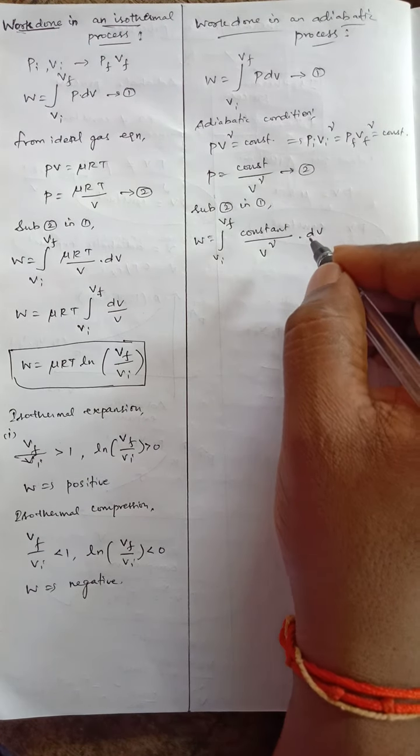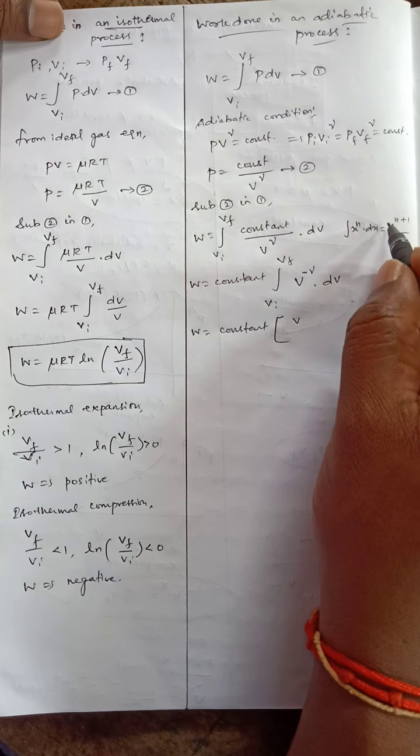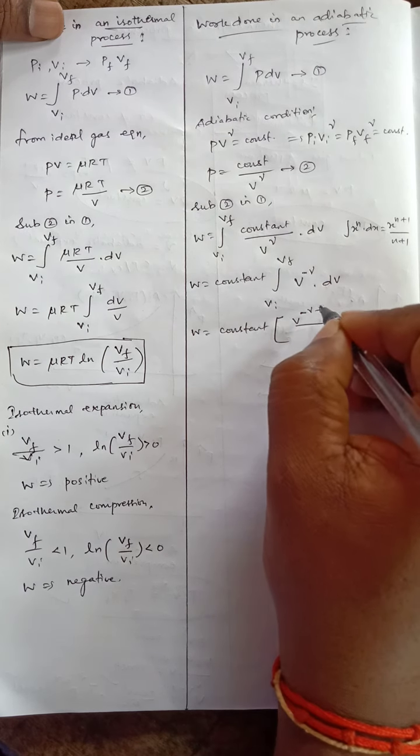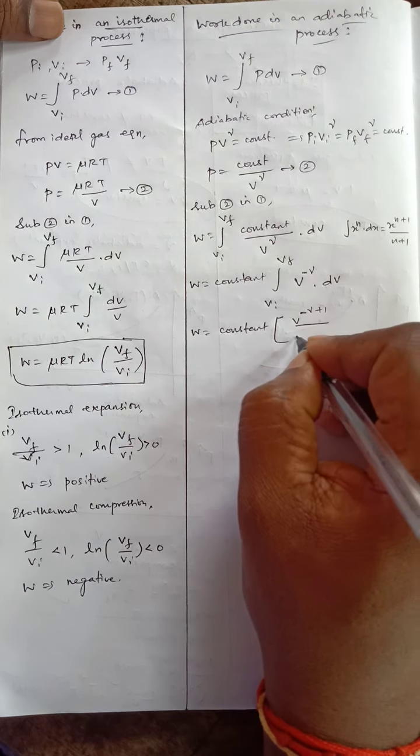After integration, the form of the integration of x to the power n into dx is x to the power n plus 1 by n plus 1. The power is increased by 1, then divide. Here we have the same thing. So W is equal to constant times V to the power minus gamma plus 1, divided by minus gamma plus 1, the same thing in the denominator also. Then the limits Vf and Vi. After integration we put the limits on the right side corner.